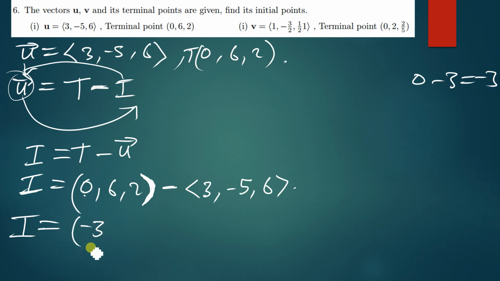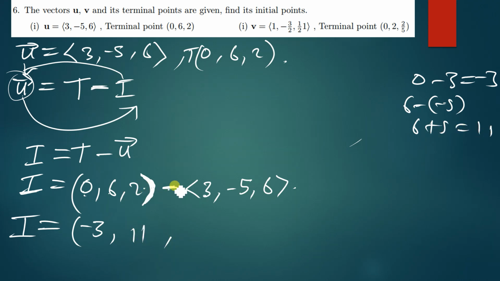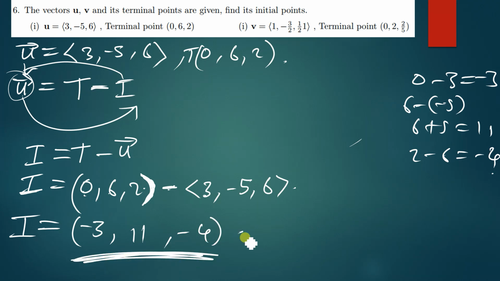This is a point, so we use parentheses. Then comma, 6 minus -5. Negative and negative will give us positive, so this will be 6 plus 5, which is 11. So we put 11 there. Comma, 2 minus 6. This gives us what? Negative 4. So we put negative 4 there. So this is a point, we use this type of brackets, and if it's a vector, we use these curved brackets. All right, so this is how you solve such a question.